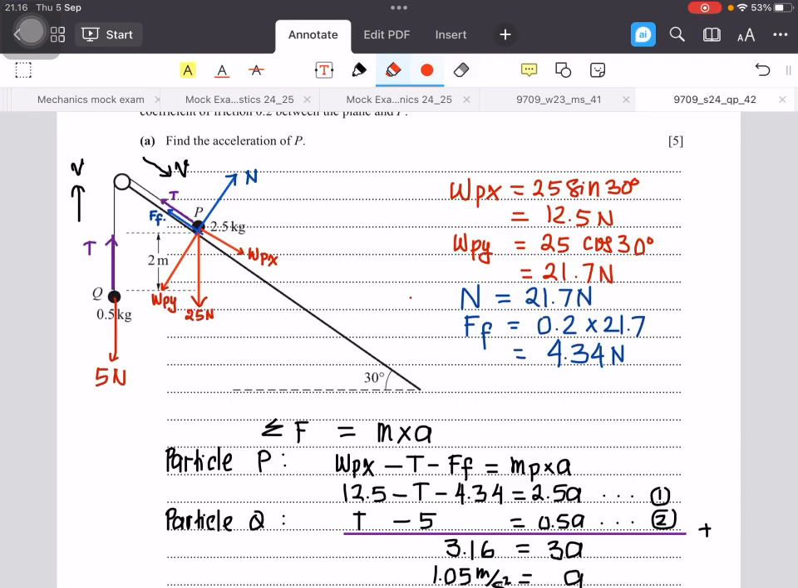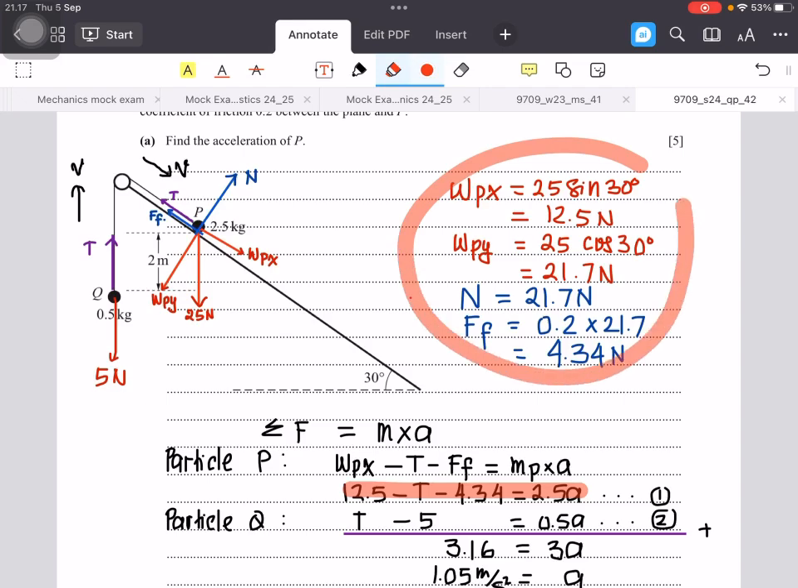Now, using Newton's second law, the net force is equal to m times a. For particle P, the equation is WPx. Remember, P slides down the plane. So the equation is WPx minus T minus the friction force is equal to mass of P times a. So the equation will be 12.5 minus T minus 4.34 equals 2.5a. Substituting the values here to this equation.